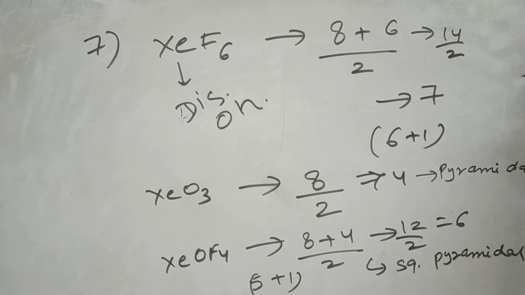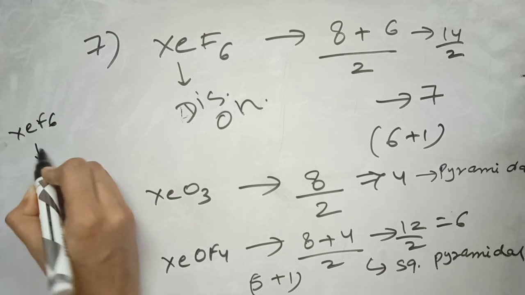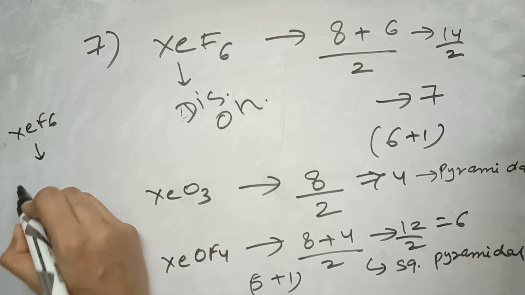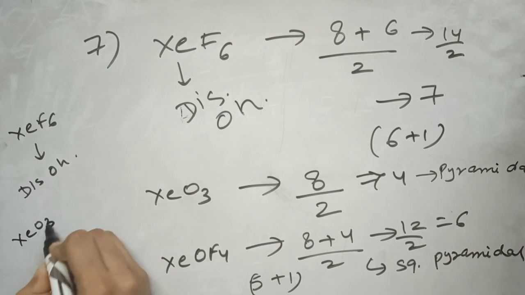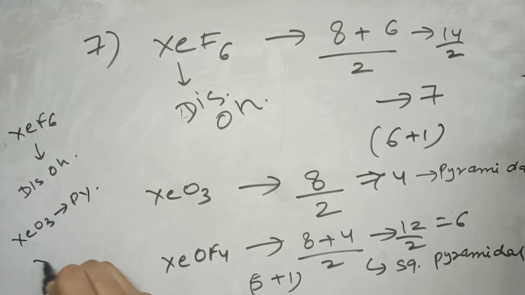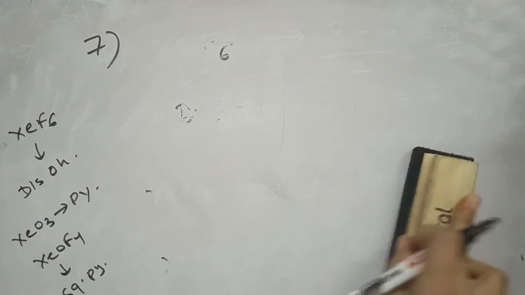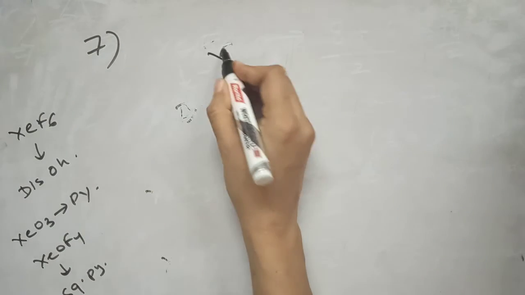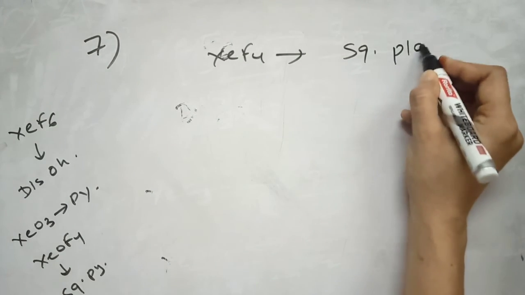Now I will write, so for XeF6 it is distorted octahedral. For XeO3 it is pyramidal. For XeOF4 it is square pyramidal. Now last we have XeF4, which we just did, I'm not writing it again, it is square planar.